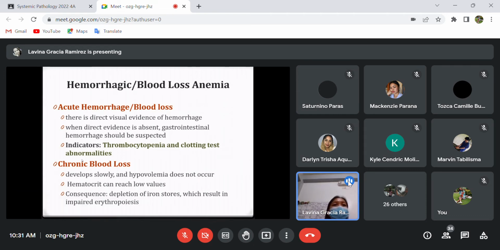Now, there's the chronic blood loss. What makes it different in acute is that the term hypovolemia is very much reflected in acute hemorrhage. The volume kasi is hypovolemia. But in chronic blood loss, there is no direct visual characterization of hypovolemia because it develops little by little. That depends on the cause.